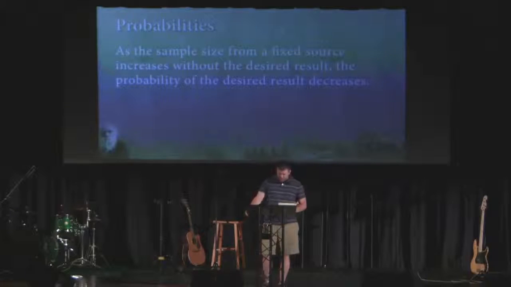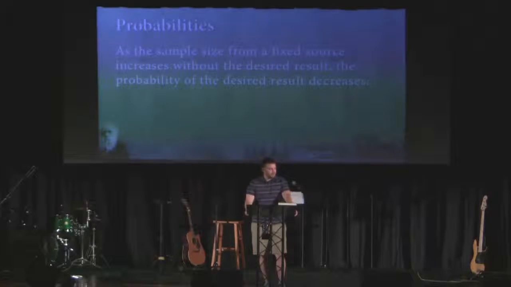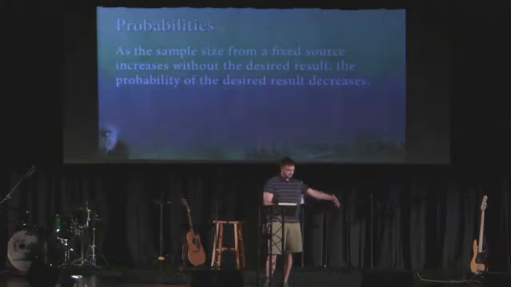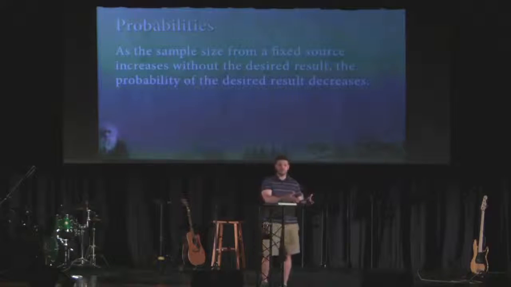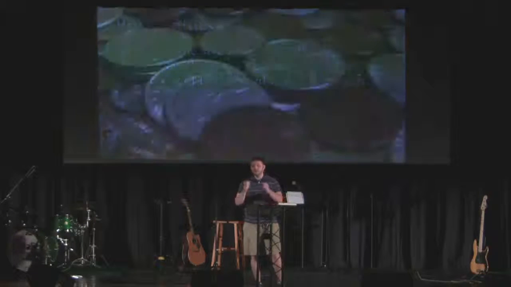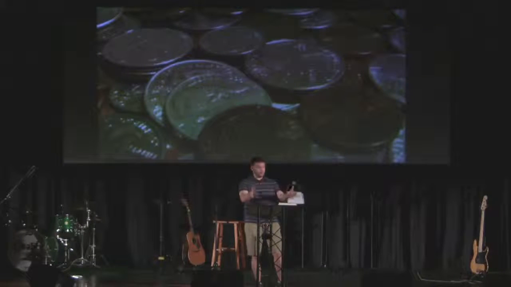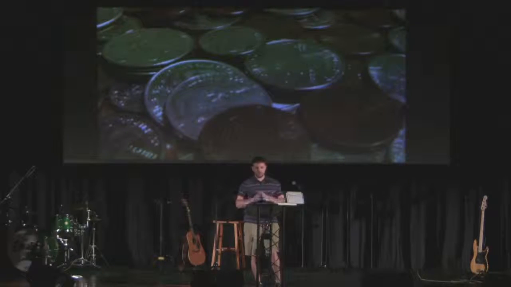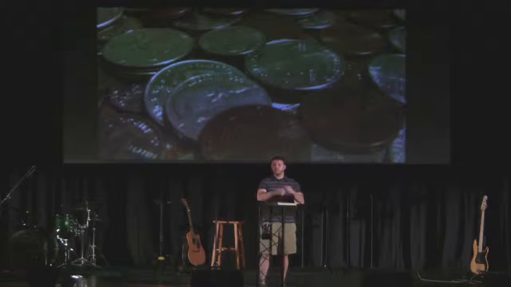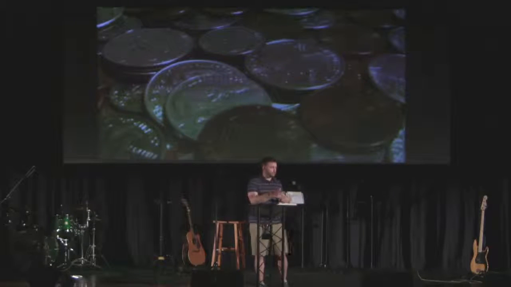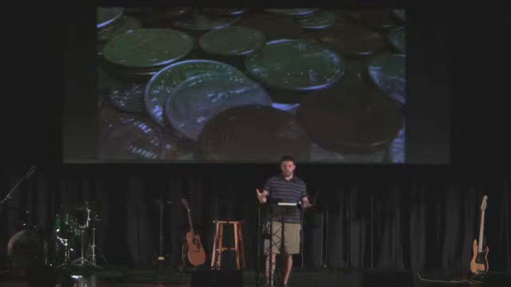As the sample size from a fixed source increases without the desired result, the probability of the desired result decreases. Let me give you an example. Let's say you have a box, yay big or so, and you can't see inside of it, but you know it's full of coins. Nickels, dimes, it's full of American currency coins. Now, you don't know the composition. You just know that there's coins in there because you pulled one out and found one. Now, let's say you hypothesize, not being able to see in there, that it's an even mixture of quarters and nickels and dimes and pennies. It seems like a reasonable assumption, right?